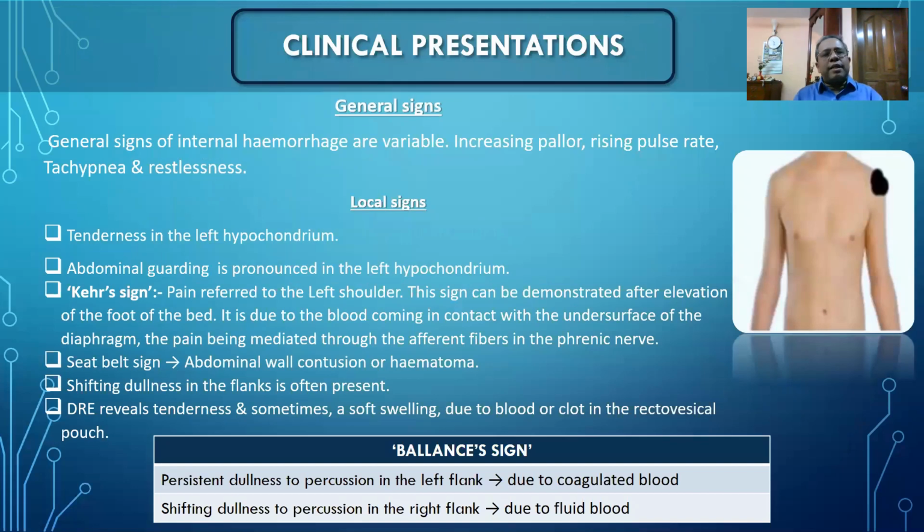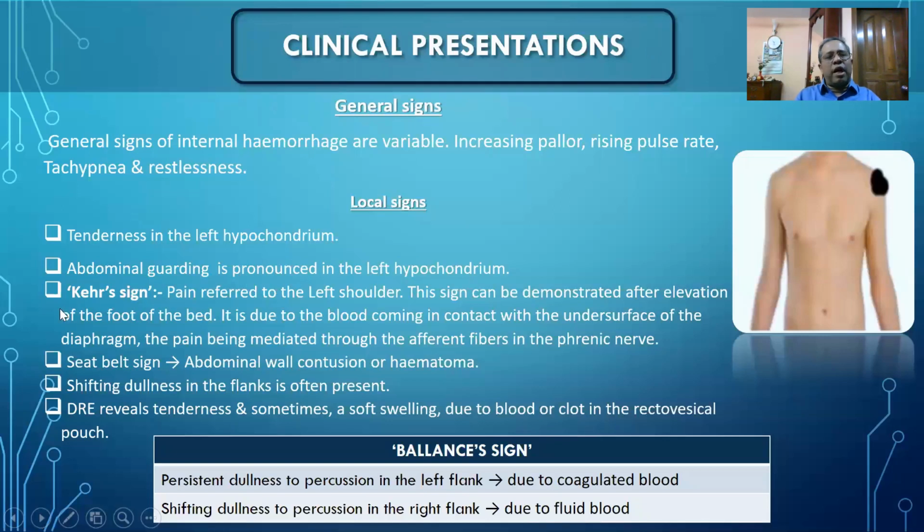The general signs of internal hemorrhage are variable: increasing pallor, increased pulse rate, tachypnea, and restlessness. Those are associated with decreased blood volume. If there is an associated chest injury, chest symptoms are present and more marked subsequently. So these are the general signs. Local signs include tenderness in the left hypochondrium, and abdominal guarding is pronounced there. The abdominal muscle on the left side is more taut compared to the right side.